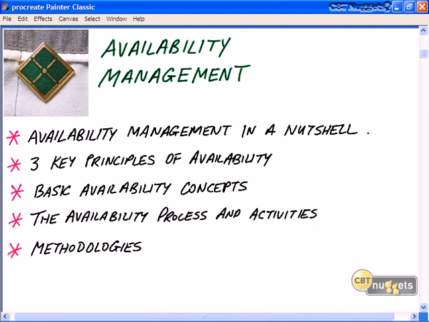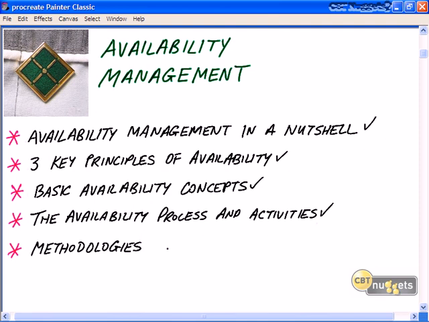In ITIL availability management, we're going to cover 5 key topics. First of all, we'll explore availability management in a nutshell. Then, we'll look at the 3 key guiding principles of availability. You need to know these. We'll also look at some basic availability concepts and terminology. And then we'll look at the availability process and activities, and then finish up with a brief overview of some common availability methodologies.